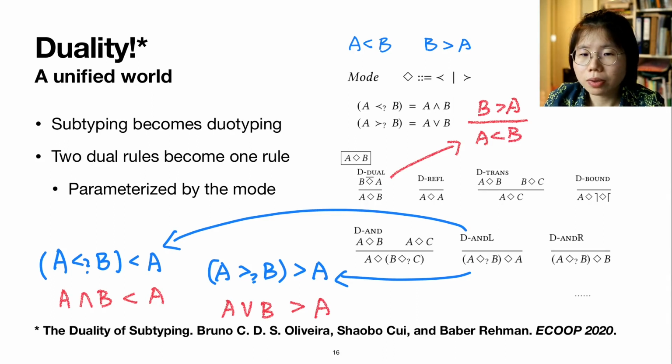For example, if we instantiate the mode in the rule D-AndL by subtyping, we get A intersection B is a subtype of A. And if we instantiate it by supertyping, we then get A union B is a supertype of A. If you want to flip the mode, which means you want subtyping instead of supertyping, for example, you can use the D-Dual rule.